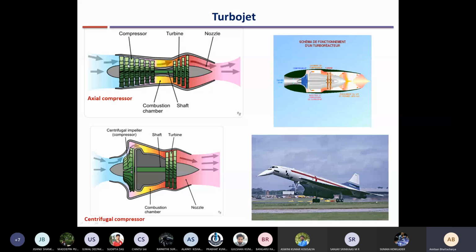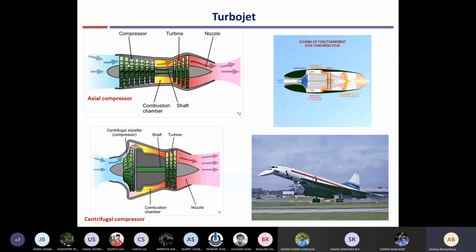So if there is no pressure rise, at the inlet of the nozzle the pressure is atmospheric, and at the outlet of the nozzle the pressure is also atmospheric. So the flow cannot be accelerated in the nozzle at all because there is no pressure difference. So pressure needs to be increased to accelerate the flow in the nozzle. Now there are two ways to increase the pressure.